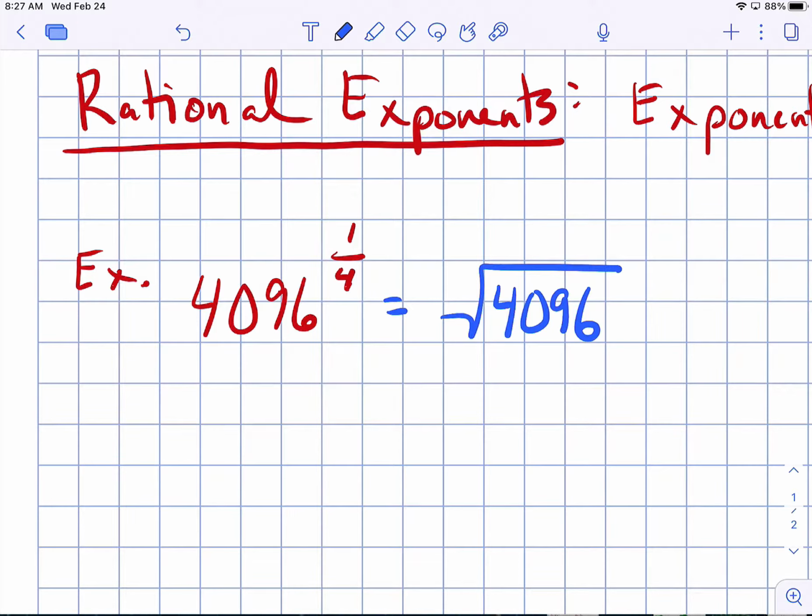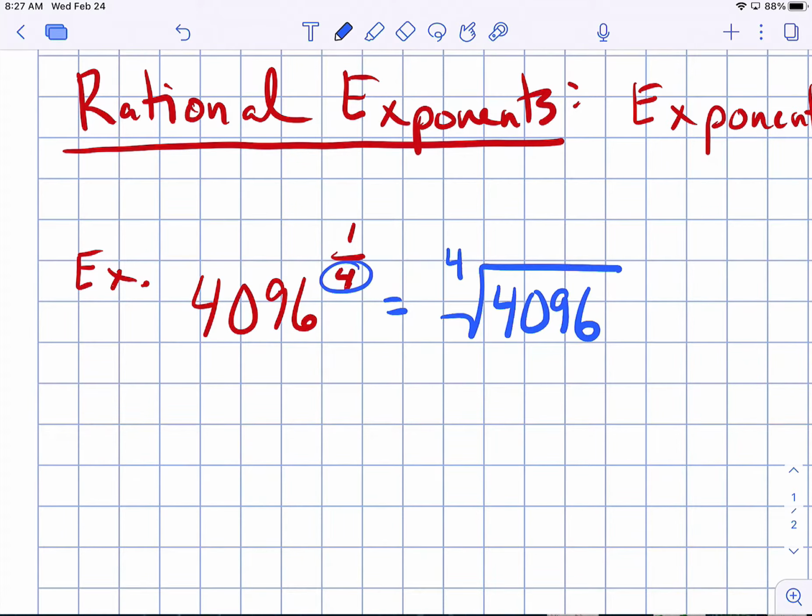We can use that symbol not just for square root, but since this is to the 1/4 power, I am looking for what's called the 4th root of 4,096. So not the square root, I'm looking for the 4th root. In other words, I'm looking for what number times itself 4 times equals 4,096. Obviously, trying to do that mentally would be pretty tough. You could grab your calculator and start guessing and checking, and eventually you would get there, but I'm going to try to show you.